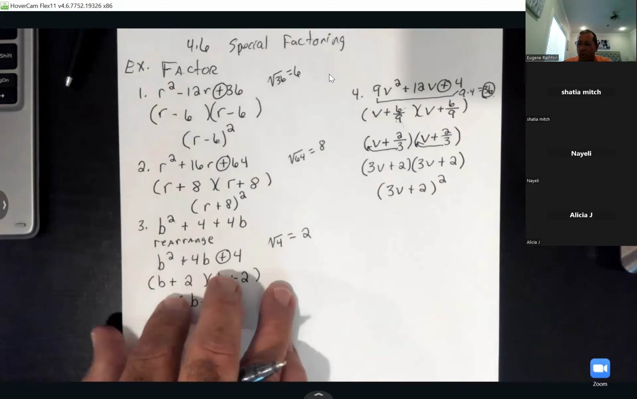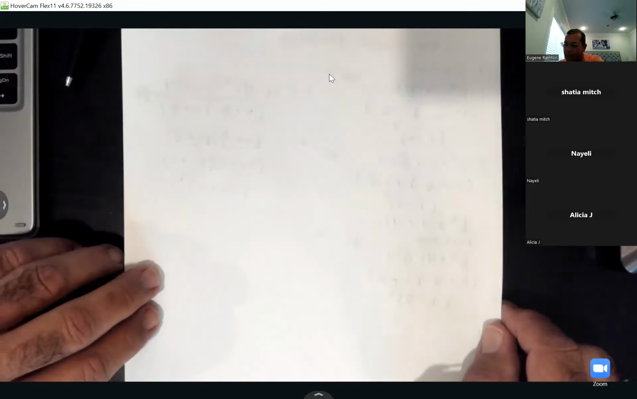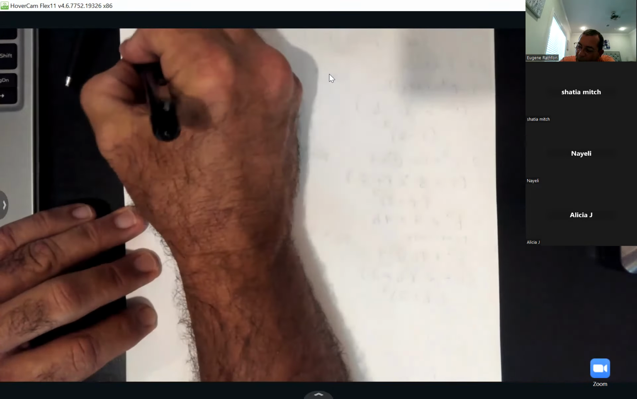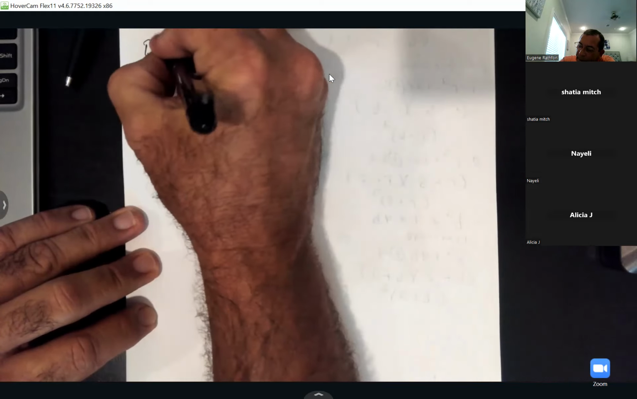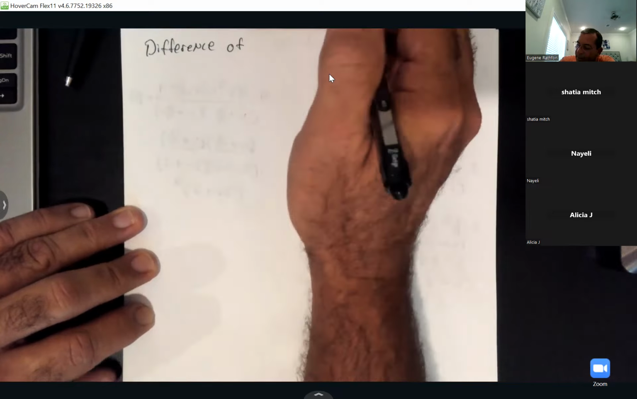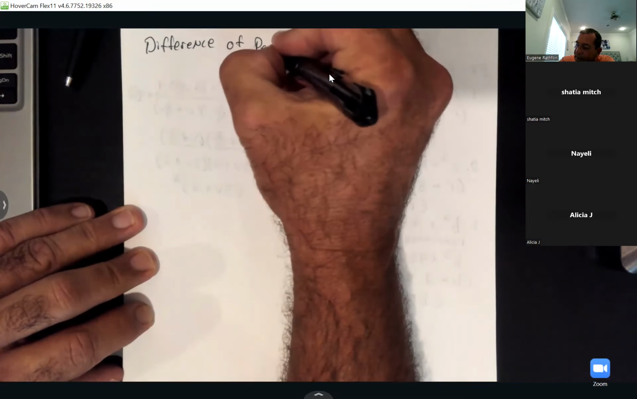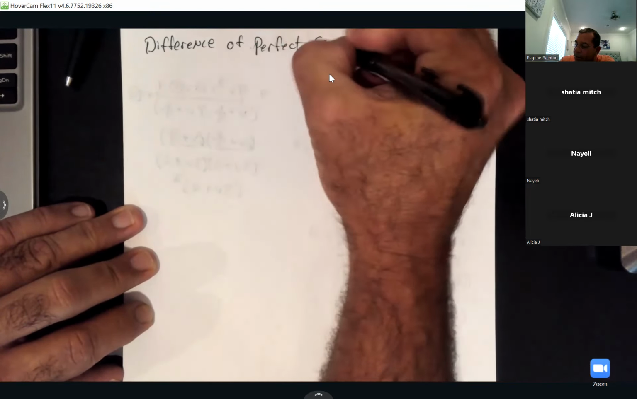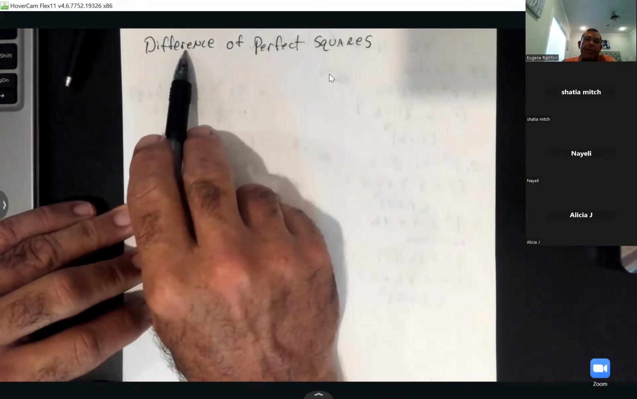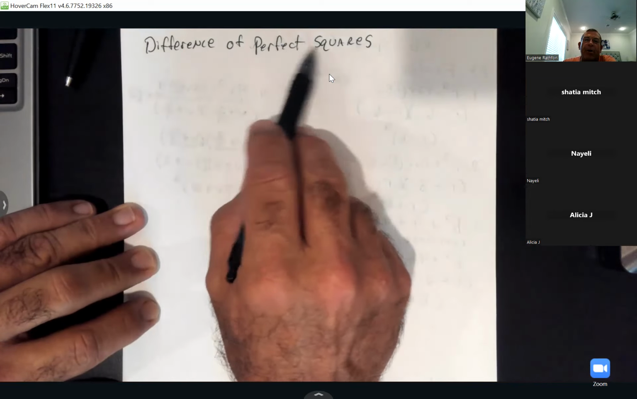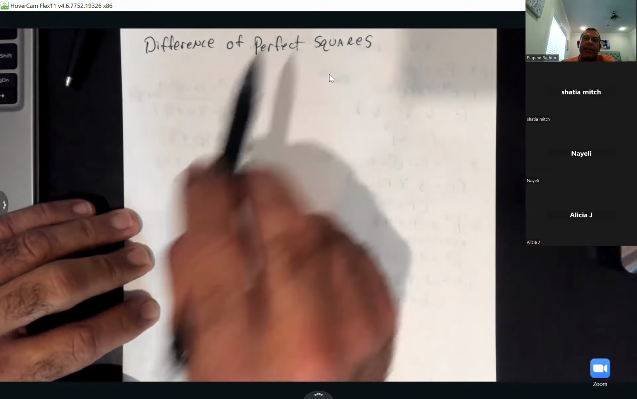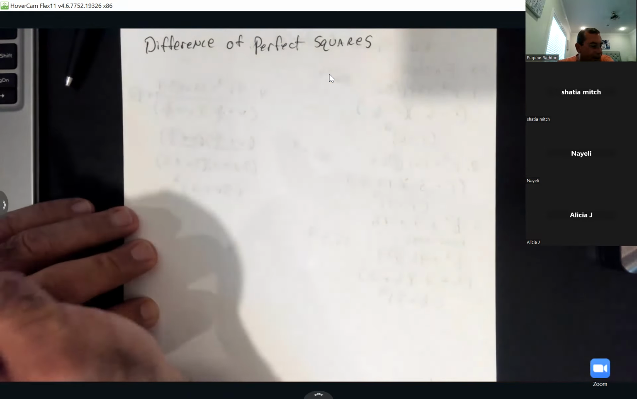So next we're going to deal with the second special factoring of the day, what we call the difference of perfect squares. So remember, difference means they're being subtracted, and perfect squares are those numbers like I did a while ago, 25, 36, numbers that have square roots, okay?